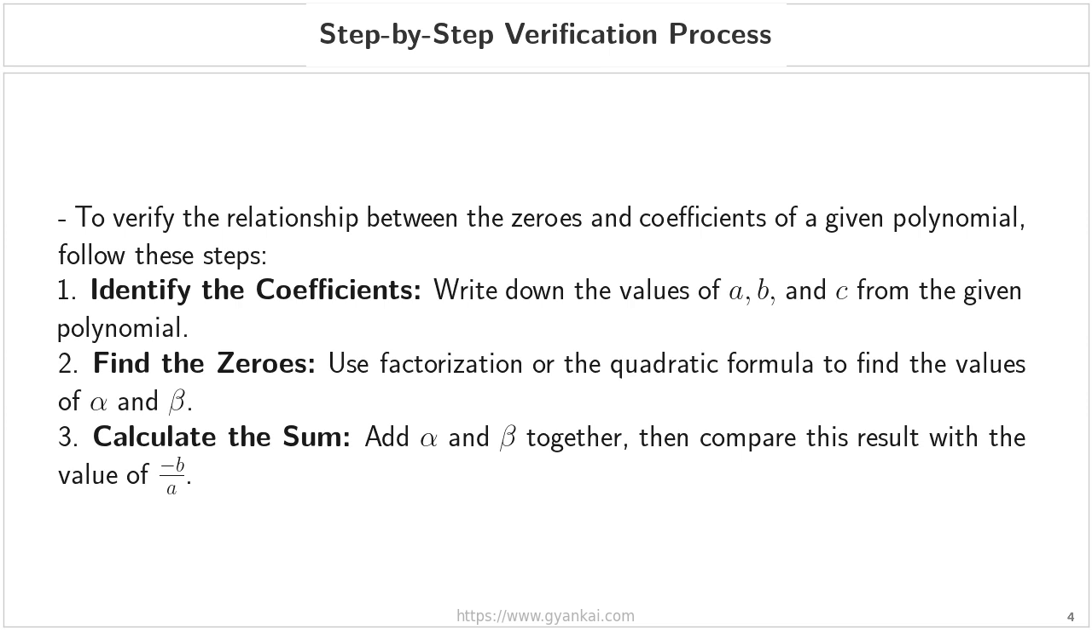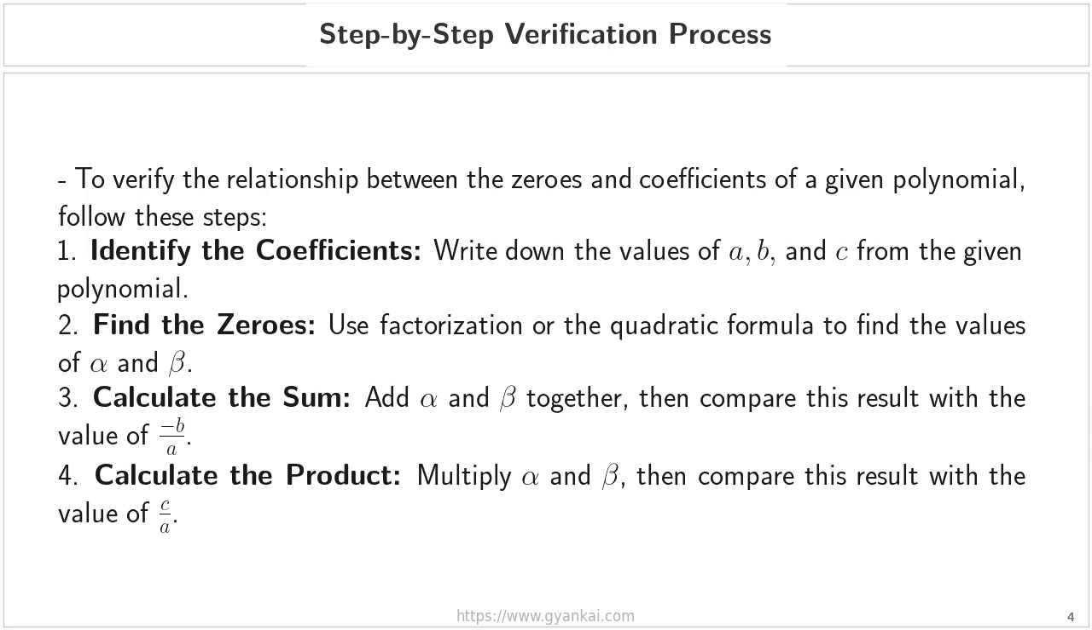Third, we move to calculate the sum. Once you have your values for alpha and beta, add them together. After you get that total, compare it to the result you get from the formula, negative b divided by a. If these two numbers are identical, you are on the right track. Finally, the fourth step is to calculate the product. Take those same values, alpha and beta, and multiply them. Then, compare this product to the value of c divided by a. If both your sum and your product match the formulas perfectly, as you are about to see in the upcoming examples, then you have successfully verified the relationship.